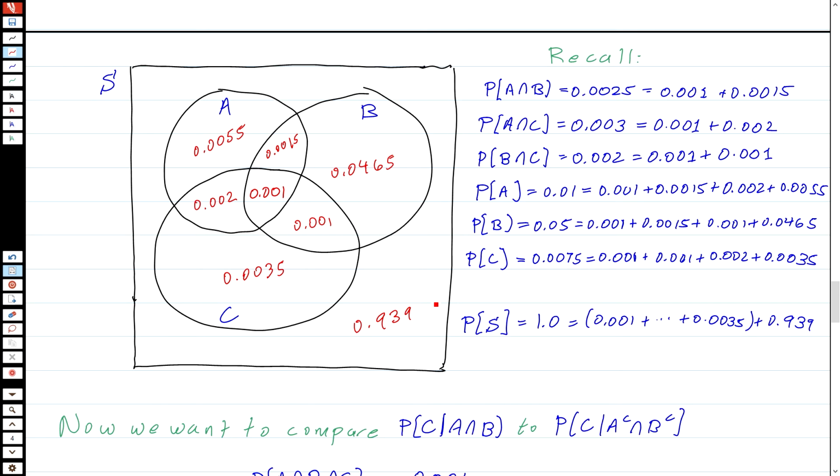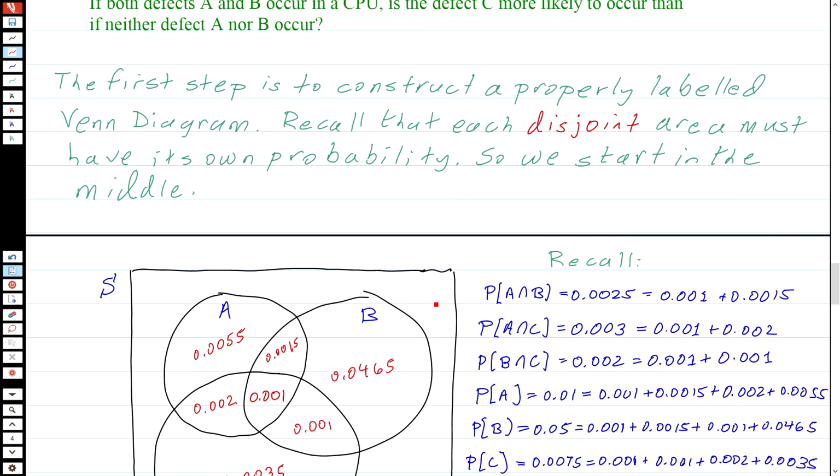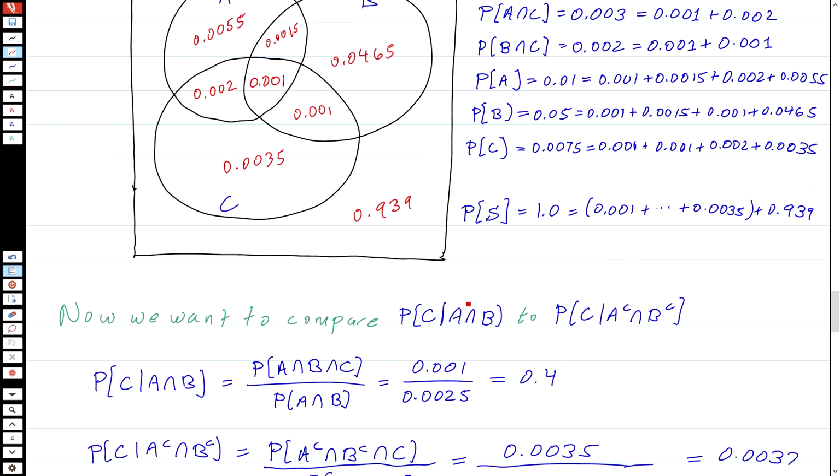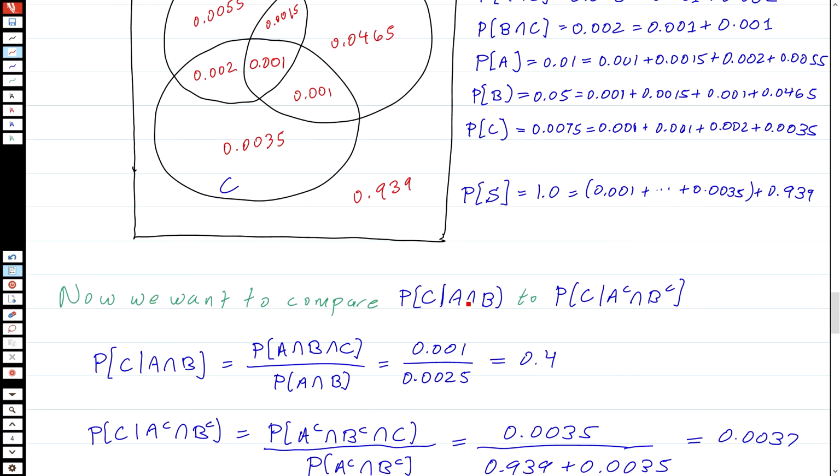Now we want to compute some things. So we're asked, if both A and B occur, is defect C more likely to occur than if neither A nor B occur? So we want to compute the probability of defect C occurring, given that both A and B occur, and then compare that to the probability that defect C occurs, given that neither A nor B occur. So let's look at the first one first. We want to compute the probability of C, given that defects A and B have occurred.